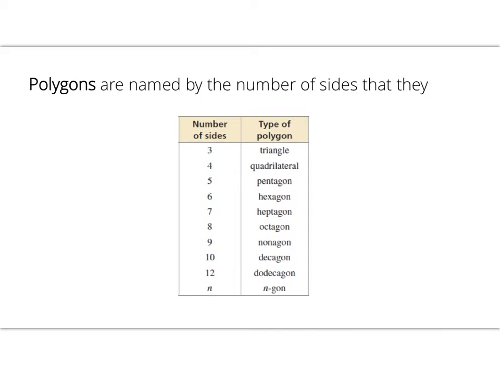And polygons are named by the number of sides that they have. So let's take a look at our list here. Three-sided, you're probably most familiar with these first few items on the list. You may or may not remember the ones that are bigger than 5 sides, but definitely get familiar with this list of polygons. And past 12 sides, we would say that number gon. So let's say it's 15 sides, we would say 15-gon. If it's 20 sides, we'd say 20-gon. 100 sides, we'd say 100-gon.